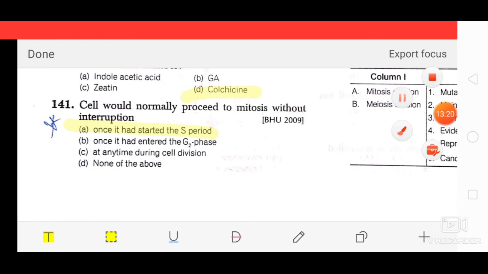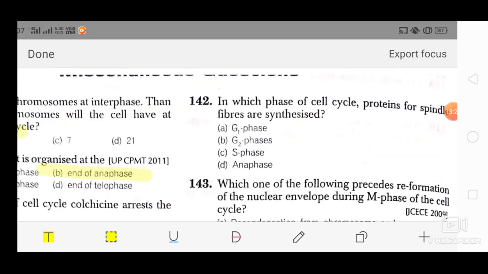Next question is, in which phase of cell cycle proteins for spindle fibers are synthesized? Options are A G1 phase, B G2 phase, C is S phase, and D is anaphase. And the correct answer of this question is option number B, that is G2 phase.